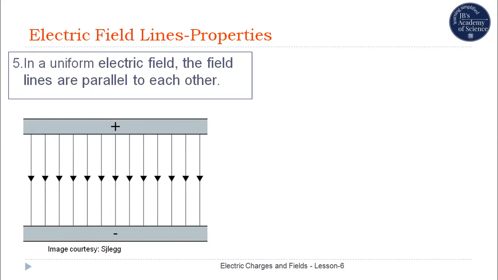In a uniform electric field, the field lines are parallel to each other. We have studied uniform and non-uniform electric fields. A uniform electric field can be produced by charging two metal plates which are parallel to each other. The space between them will be a uniform electric field. In a uniform electric field, we can see that electric field lines are parallel to each other. In a non-uniform electric field, they are not parallel to each other.